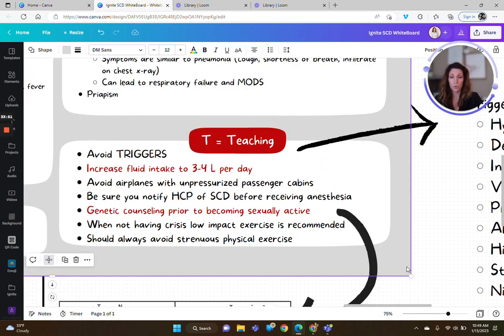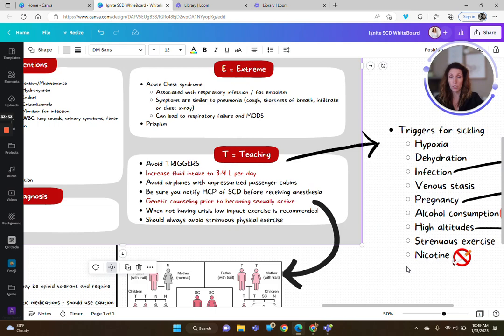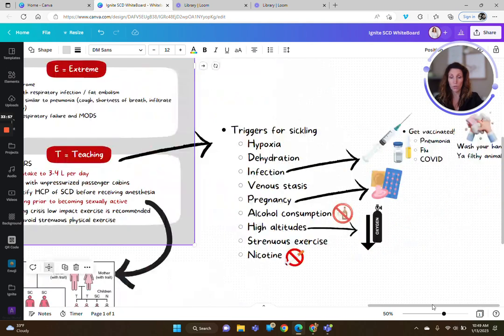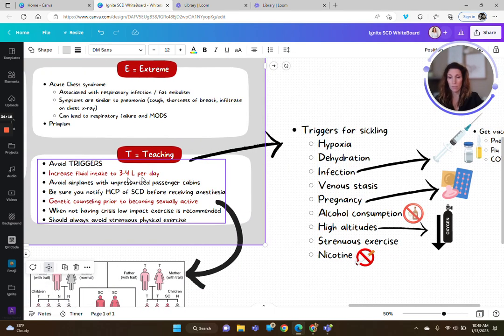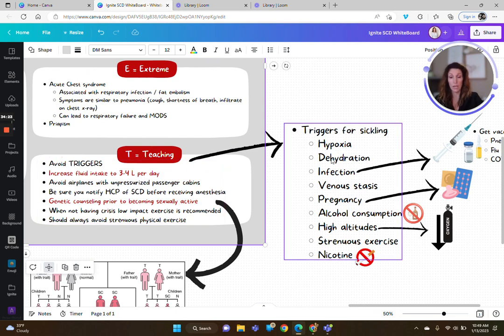So teaching. What are we going to teach these patients? Well, we need to teach them to avoid their triggers. And we talked about what some of the triggers are. Hypoxia, low oxygen saturation. We need to avoid that at all costs for these patients. Dehydration. So they can avoid dehydration by drinking like 3 to 4 liters of fluid a day. So they're going to want to increase fluid intake to 3 to 4 liters a day, to avoid that dehydration.